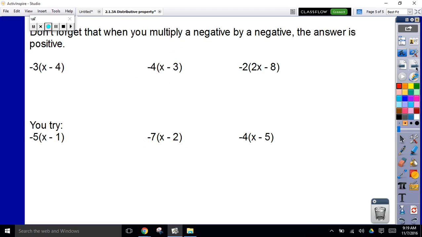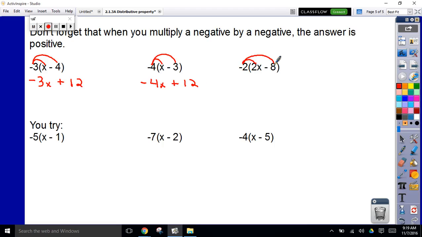Okay, last slide. It says, don't forget that when you multiply a negative by a negative, the answer is positive. So in this example, we're multiplying negative 3 times x, and then we're doing negative 3. Remember that this minus sign belongs to this 4, so it's negative 3 times negative 4. So we get negative 3x plus 12. Okay, next example, we have negative 4 times x, negative 4 times negative 3. So we get negative 4x plus 12 again.